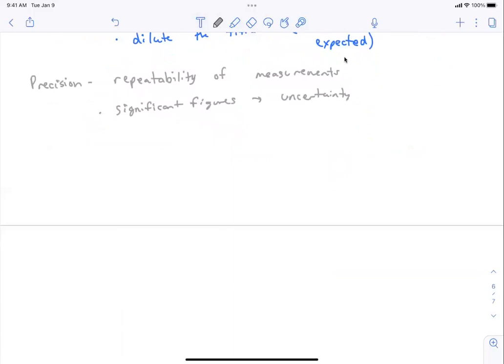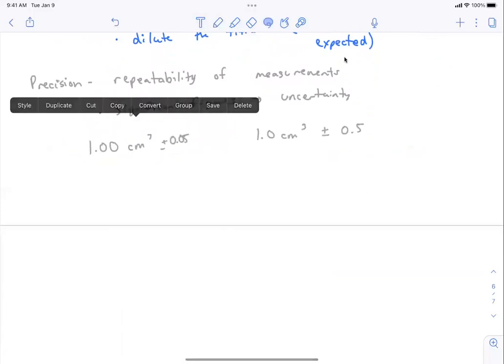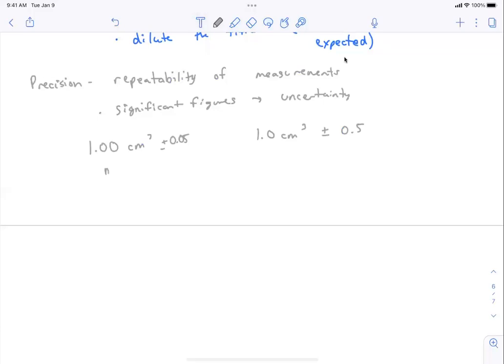Okay. And so that's where you talk about something like 1.00 centimeters cubed versus 1.0 centimeters cubed, plus or minus 0.05, plus or minus 0.5. Okay. So technically you're measuring the same value, but this one is more precise because the repeatability of it allows you to be within 0.05 of a centimeter cubed instead of 0.5 of a centimeter cubed. So you're much more sure that it's closer to 1 centimeter cubed on the left one than on the right one. And this is what we call our absolute uncertainty: the value plus or minus attached to a measurement to show the tool's uncertainty.